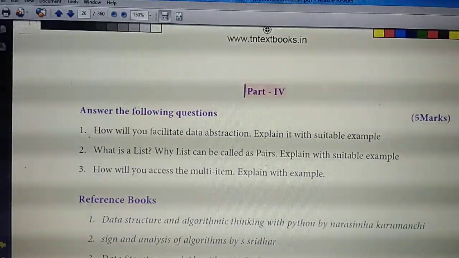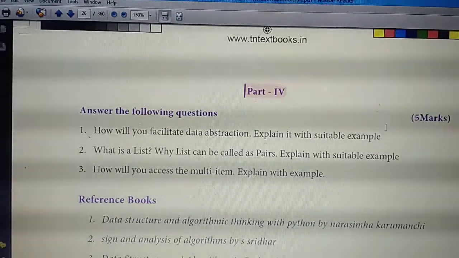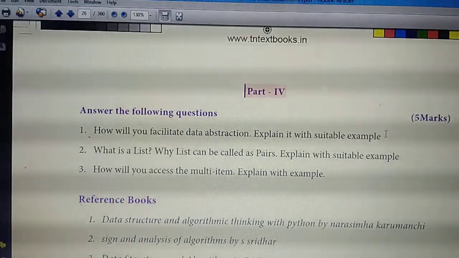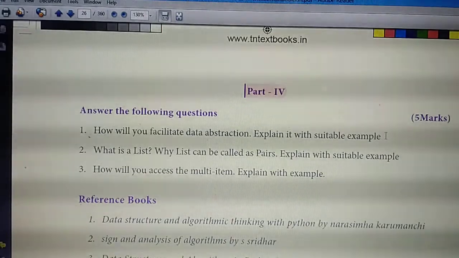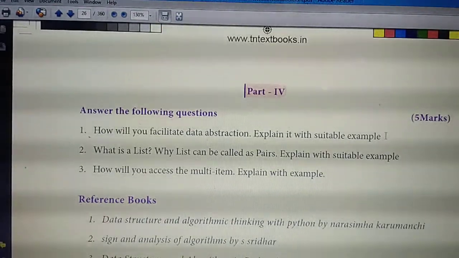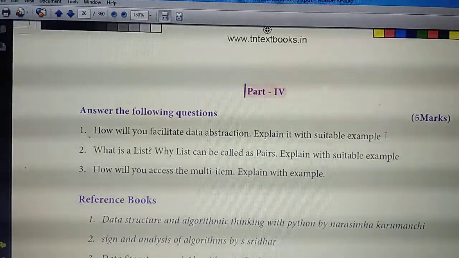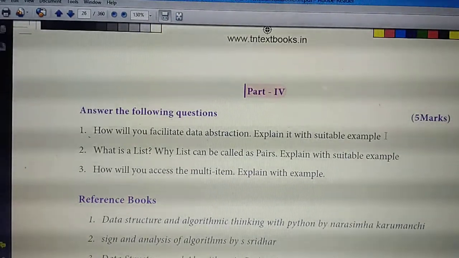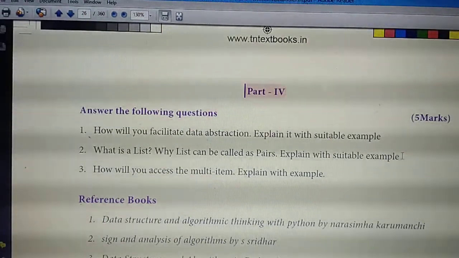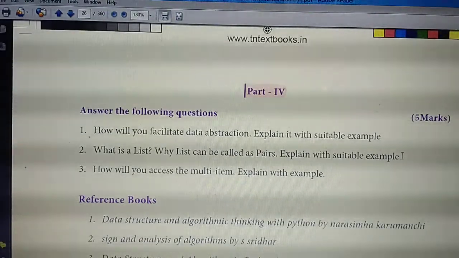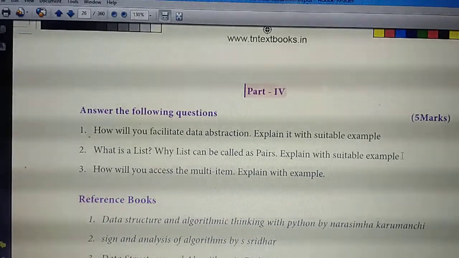Yes. Then write the page number for detailed answer. First detailed question answer is page number 11 to 13. Have you all written? Second detailed question answer, page number 14.